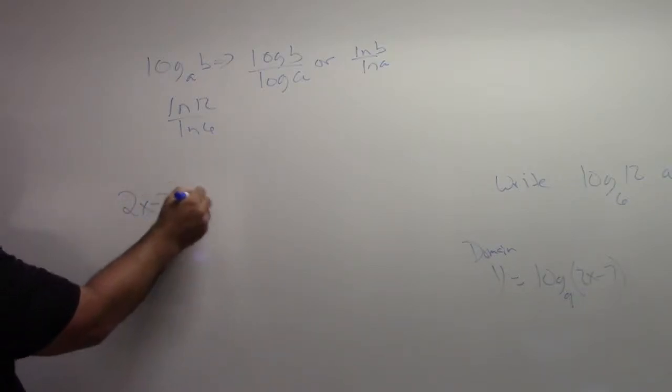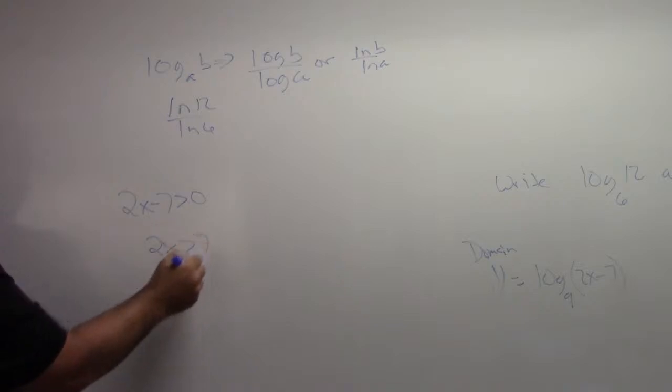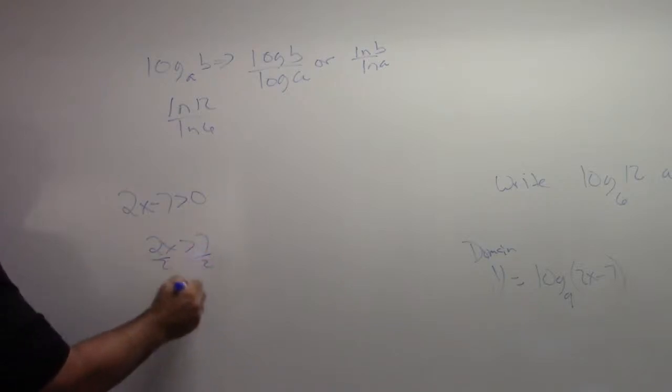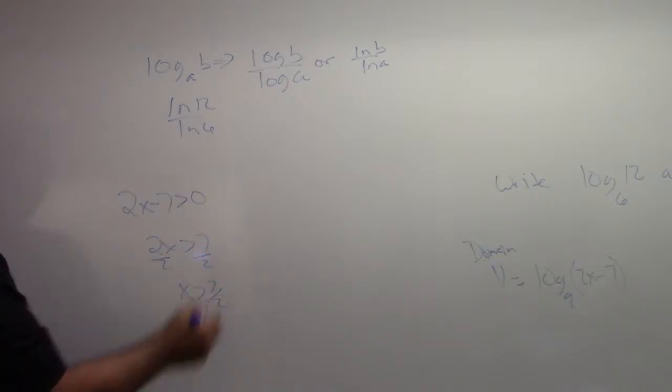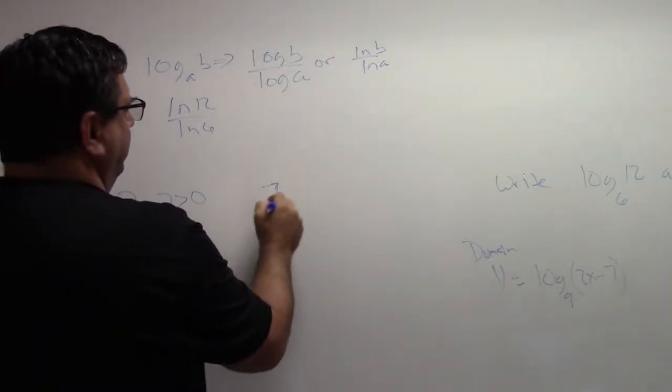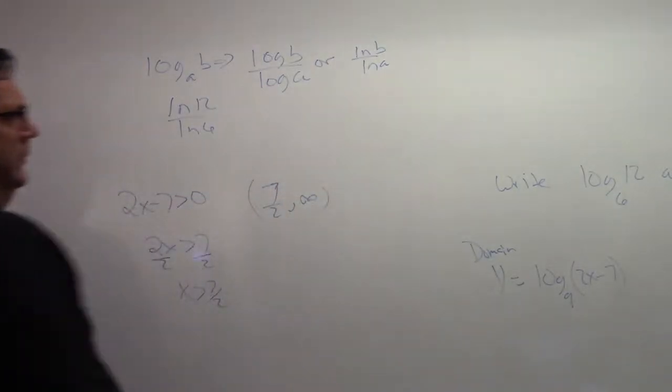For the domain, 2x minus 7 is greater than 0. 2x is greater than 7. Divide by 2, divide by 2. X is greater than 7 halves. So we're 7 halves to infinity.